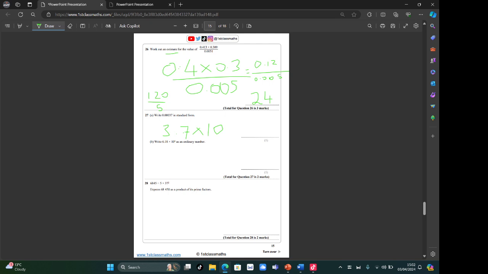So we're going to count the number of places. So 1, 2, 3, 4. So it'll be a power of -4. Okay, does that make sense?